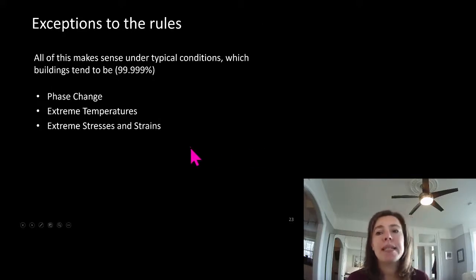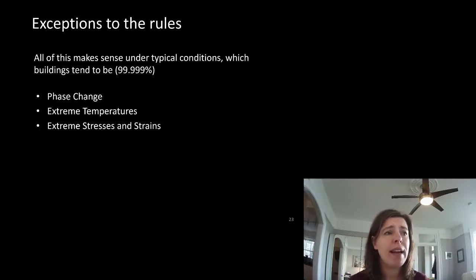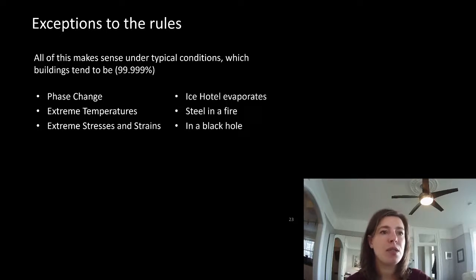So there are always exceptions to the rules to these things. These stresses and strains that I'm talking about, they make sense for buildings, which is 99.999% of the applications we're going to be talking about. Where these things don't make sense anymore is when we're talking about phase change, but we're not talking about vaporizing our steel very often. Extreme temperatures, and extreme stresses and strains.